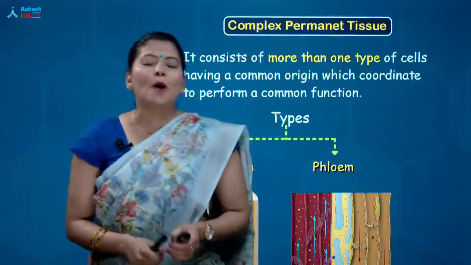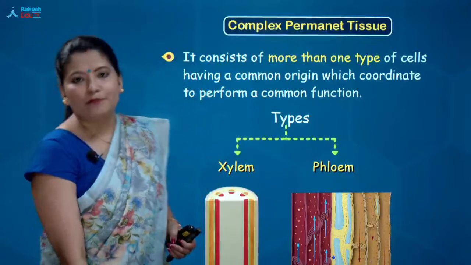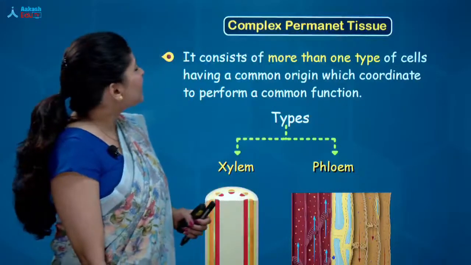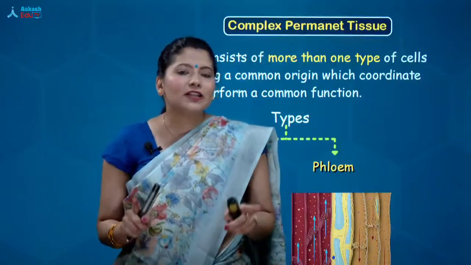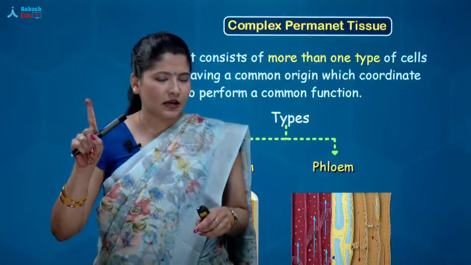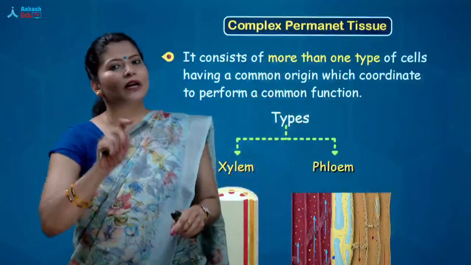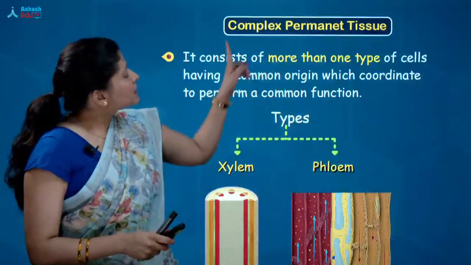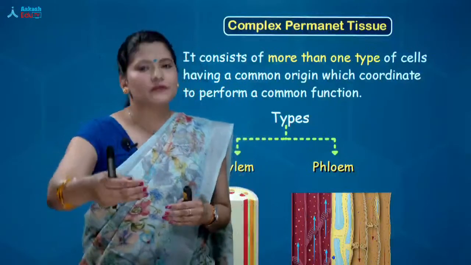Let's start with complex permanent tissues. So what is the basic difference between complex permanent tissue and simple permanent tissue? In simple permanent tissue, I have told you that these are tissues made up of one kind of cells. Let's say parenchymatous cells, all the cells will be of the same type. But complex permanent tissue consists of more than one kind of cells.